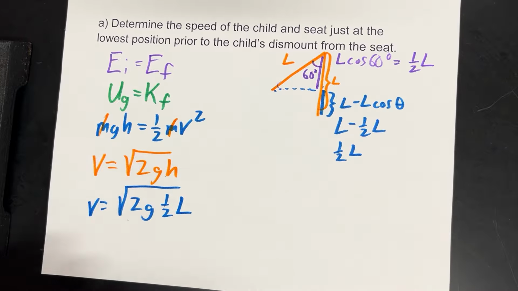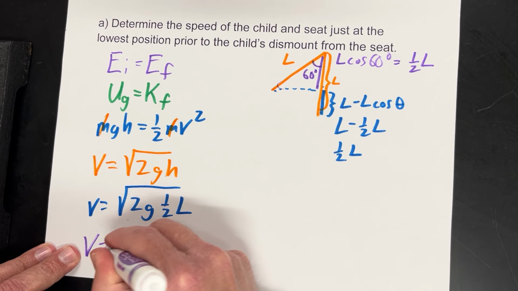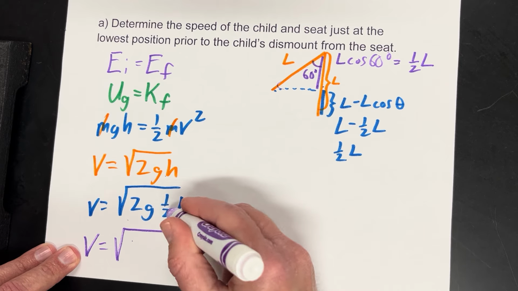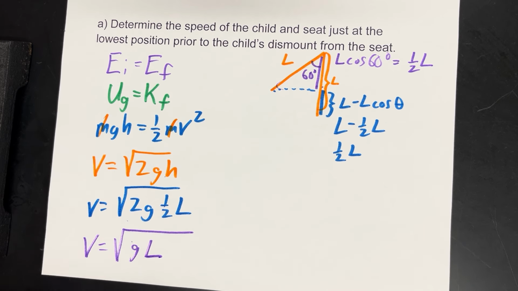All right, let's clean that up. That looks a little messy. So our velocity is equal to the square root of, this 2 will cancel that half, g L. Nice and simple there. All right, let's move on to part B.